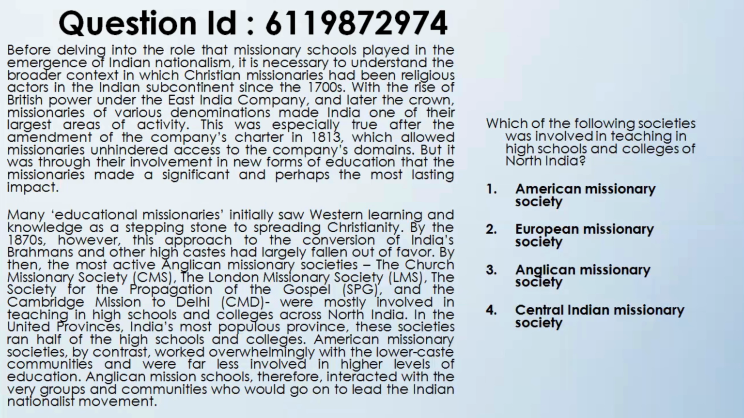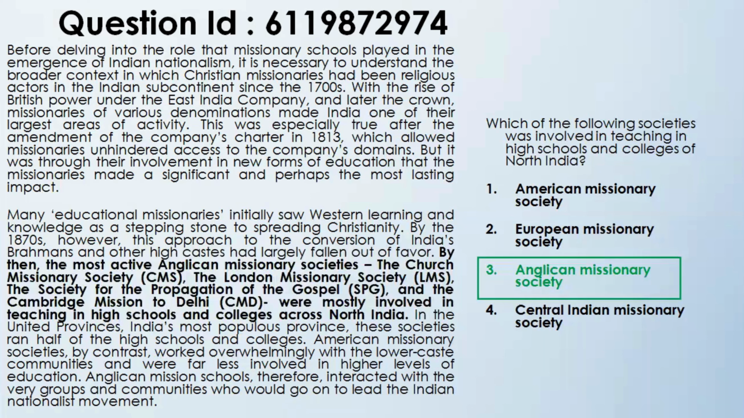The first question, based on the passage you can see on the right side of the screen: which of the following societies was involved in teaching in high schools and colleges in North India? Is it American Missionary Society, European Missionary Society, Anglican Missionary Society, or Central Indian Missionary Society? Look for the keyword teaching in high schools and colleges in North India in the passage, and you will have your answer right there. Okay, yes. So the correct answer is Anglican Missionary Society, which is a broader term for all of these missionary societies given in the passage. I've also highlighted it here.